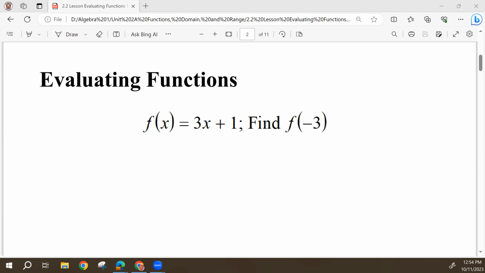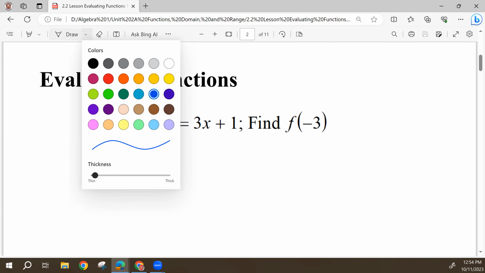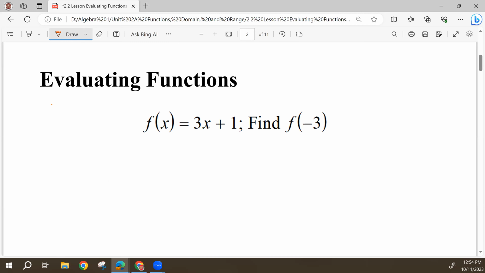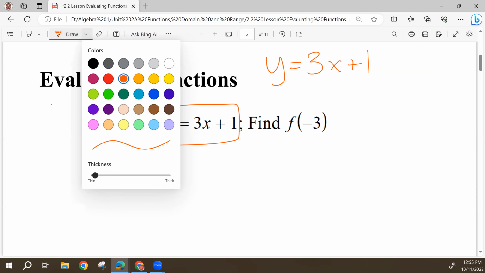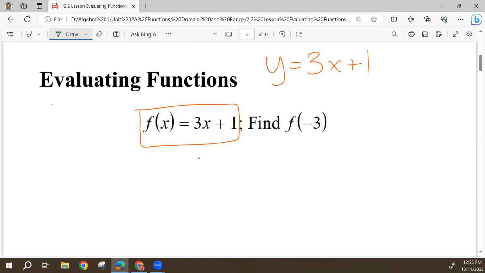So now that we've identified functions, let's first talk about function notation. We have an equation here. And usually when we have an equation where we're graphing something, we have something that looks like this: y equals, and then some numbers and x on the right side. This is a function, but we now use function notation, which is what this is.